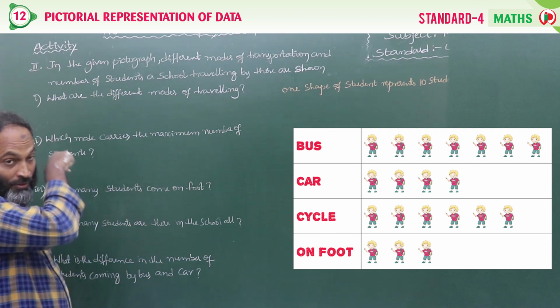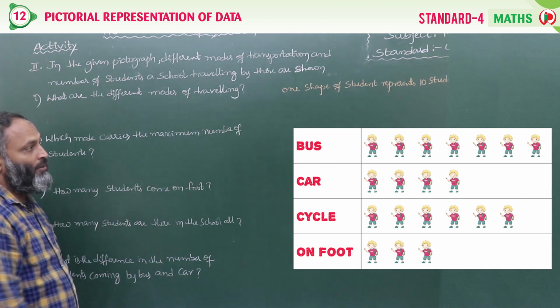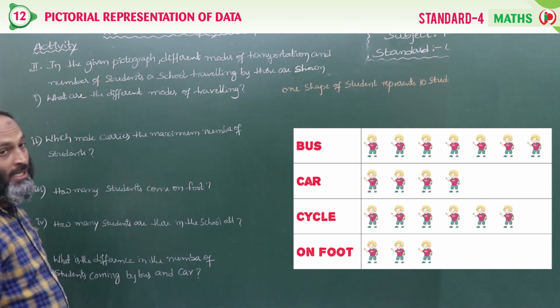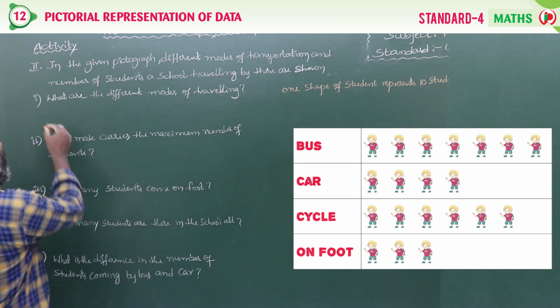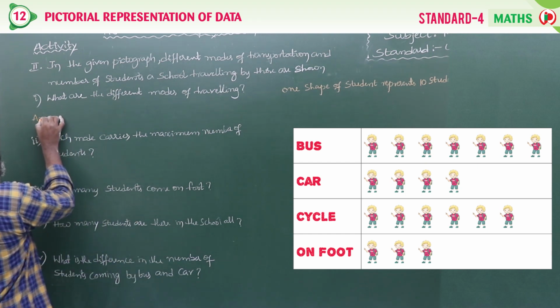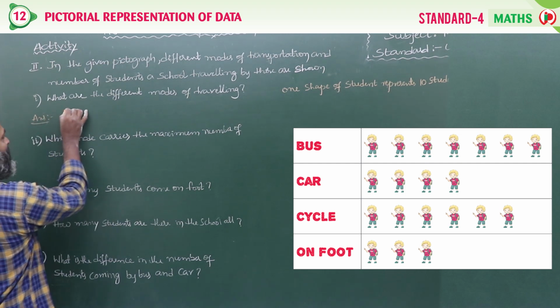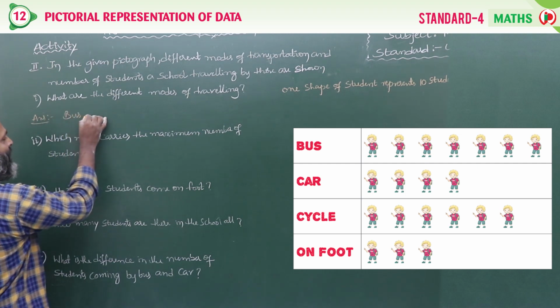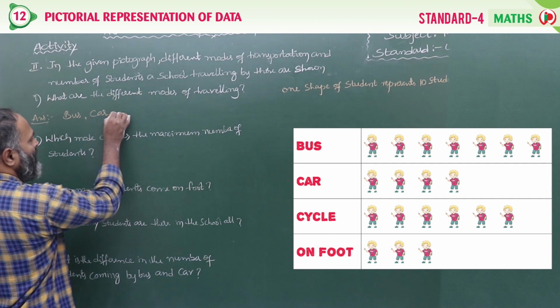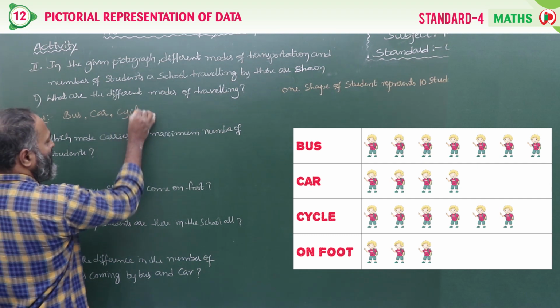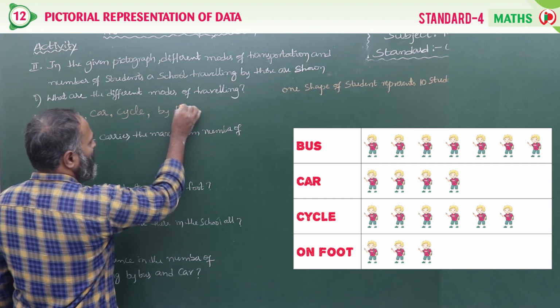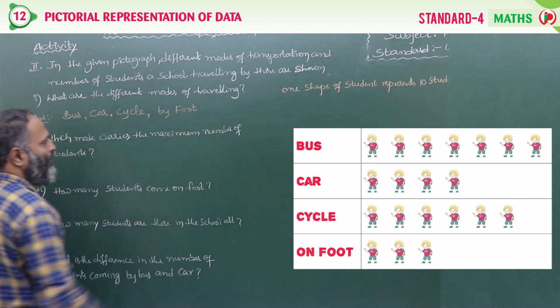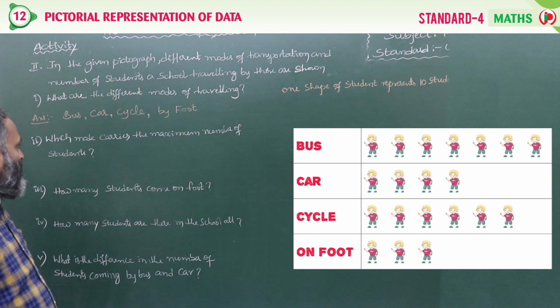These questions we should do on the basis of that pictograph. The first question he is asking here: what are the different modes of traveling? Different modes of traveling they are using: bus, the second car, the third cycles, and by foot. These are the 4 transportations they are using.